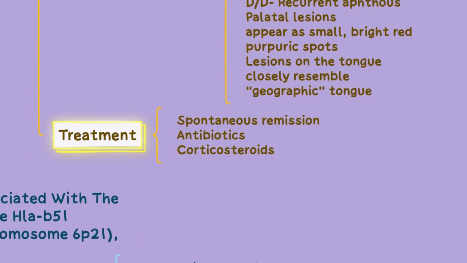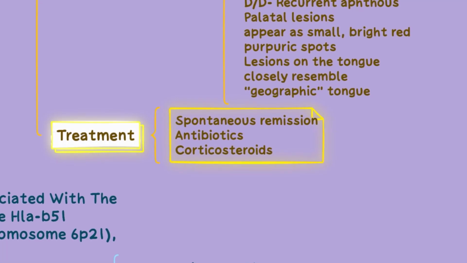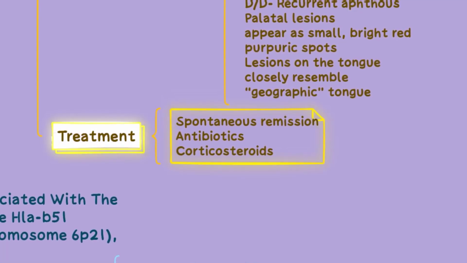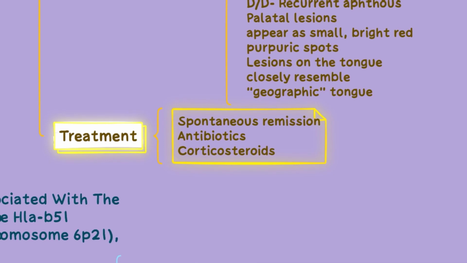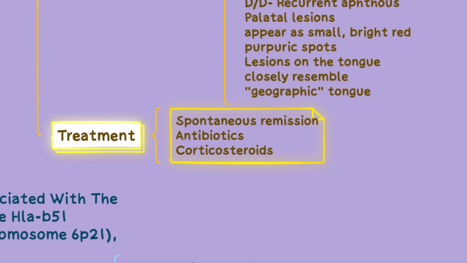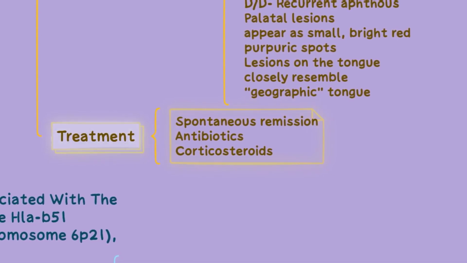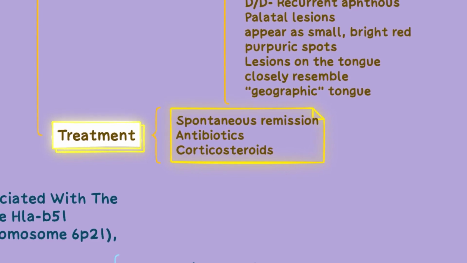Treatment involves managing the underlying infection if present. Spontaneous remission can occur in some cases. Antibiotics may be prescribed to treat the infection. Corticosteroids and other anti-inflammatory medications may be used to manage joint inflammation and pain.